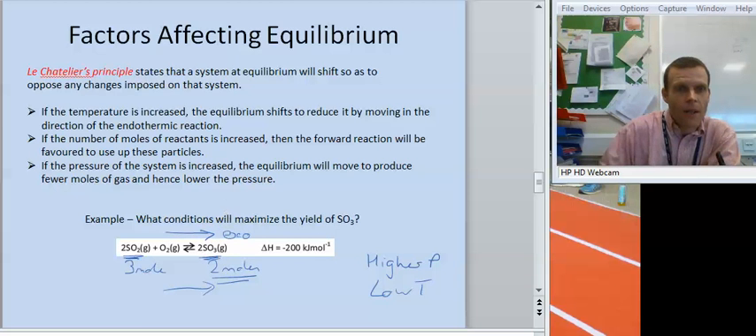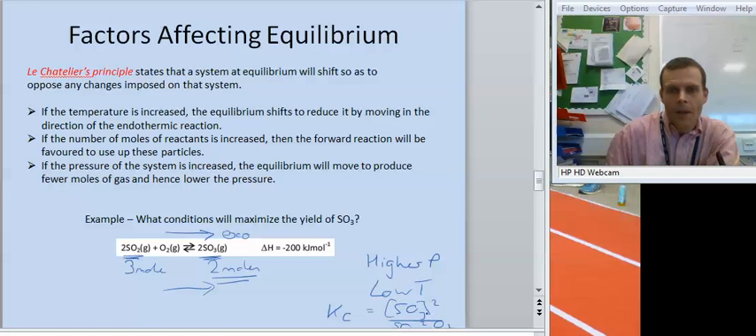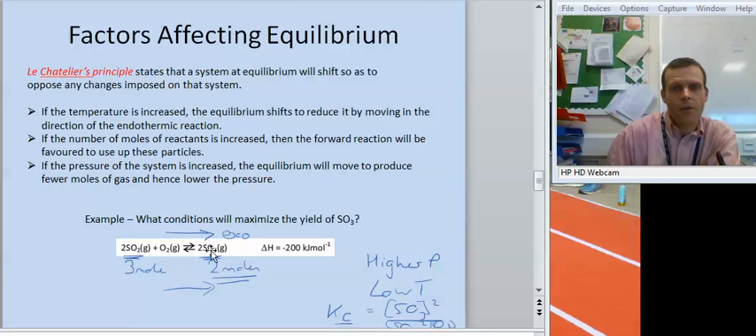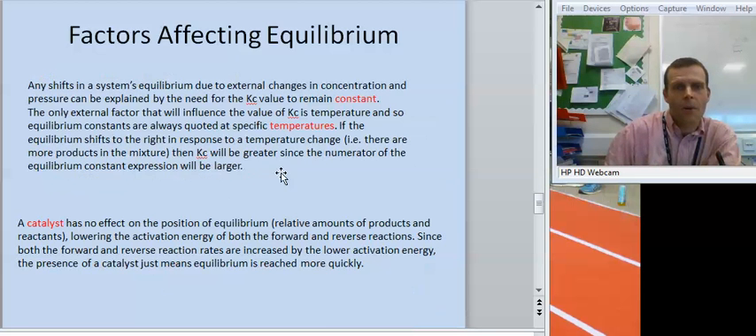We would expect to see, if we write our Kc expression, SO3 squared over SO2 squared, O2, we would expect to see more of that there. Therefore, we see a larger Kc. So the only thing that affects the value of Kc is temperature. With the other examples, Kc is staying constant, and we're seeing the equilibrium shifts to accommodate Kc staying constant. But temperature will affect the value of Kc.